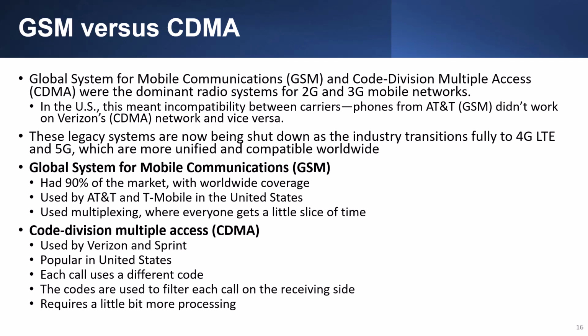GSM had 90% of the market with worldwide coverage, and was used by AT&T and T-Mobile in the United States. It used multiplexing, where everyone gets a little slice of time. CDMA was used by Verizon and Sprint, and was popular in the United States. Each call uses a different code. The codes are used to filter each call on the receiving side. It requires a little bit more processing.